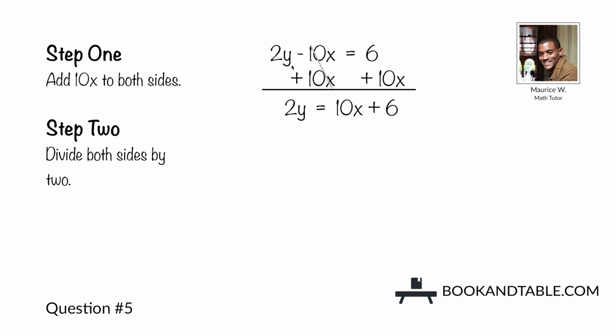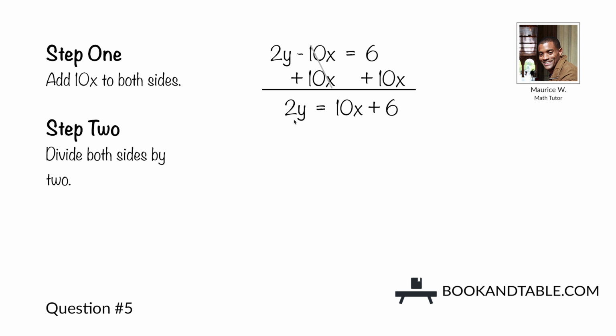So we'd like to isolate y on the left side of the equation. Step 1, add 10x to both sides. This gets rid of the negative 10x on the left side and brings positive 10x to the right side of the equation, leaving you with 2y is equal to 10x plus 6.